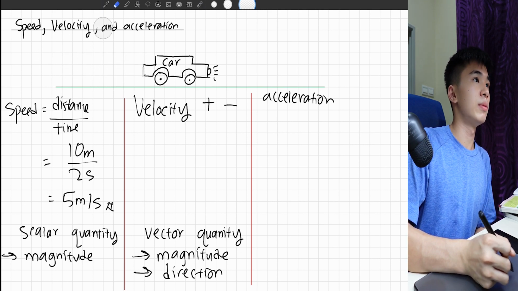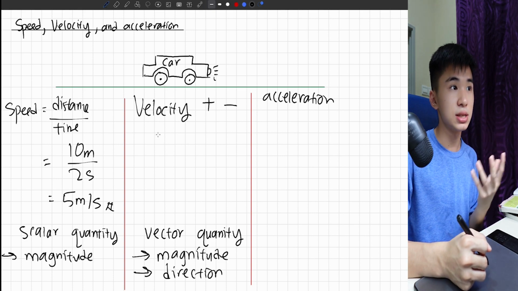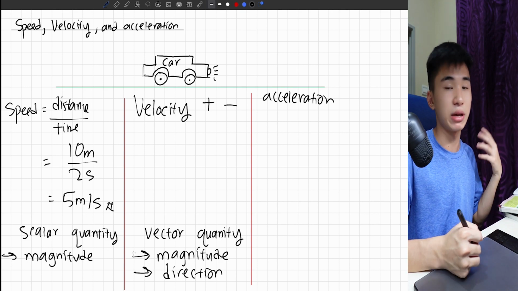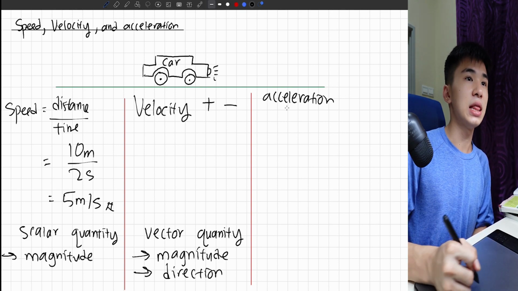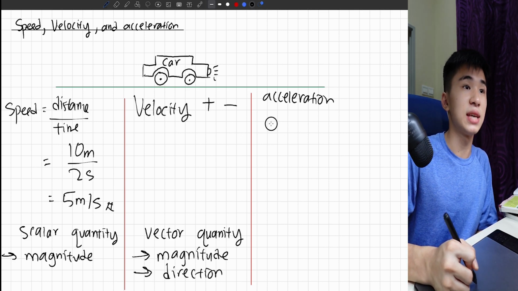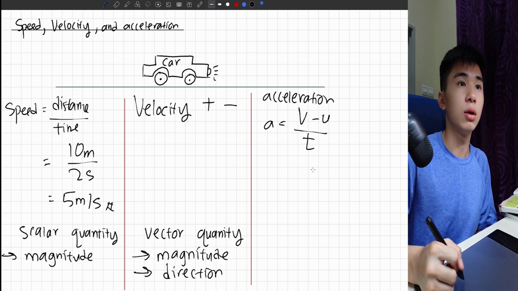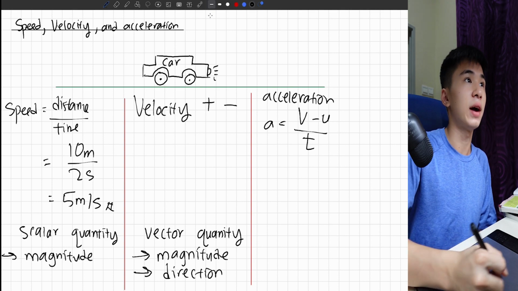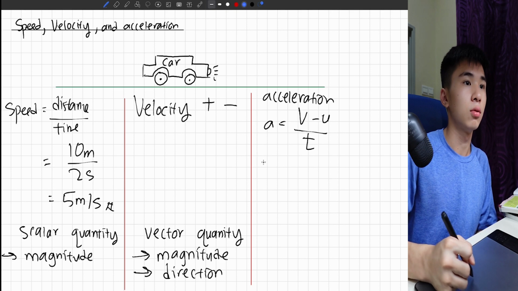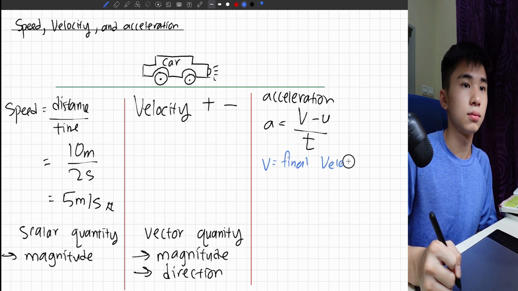Just remember that speed and velocity are the same, it's just that velocity has direction. It has both magnitude and direction, and speed has magnitude as well, okay? So for acceleration, we know that the formula of acceleration is acceleration equals v minus u over t. The v is basically the final velocity, okay? For the v here, it's the final velocity.